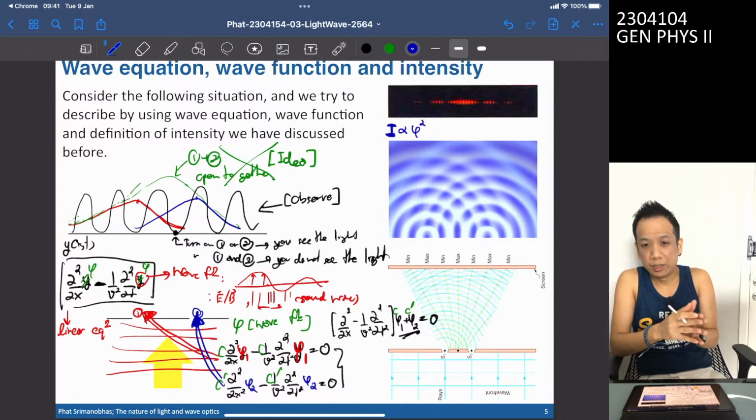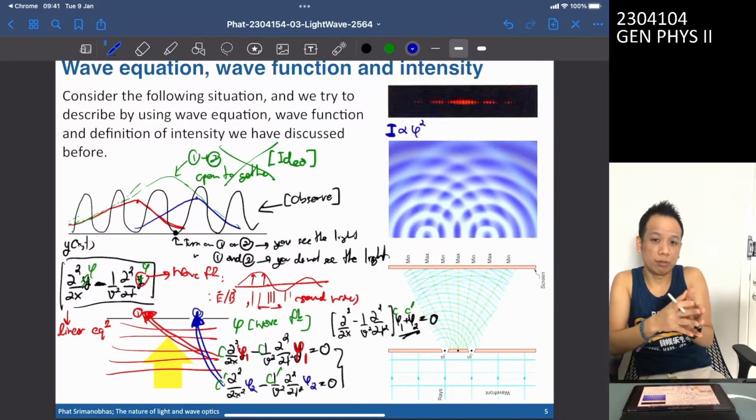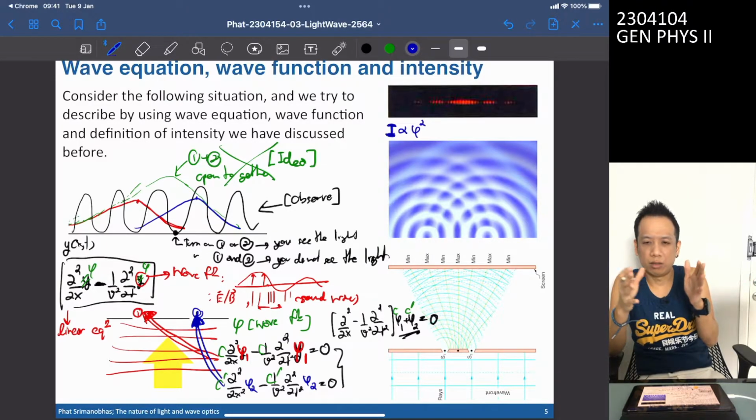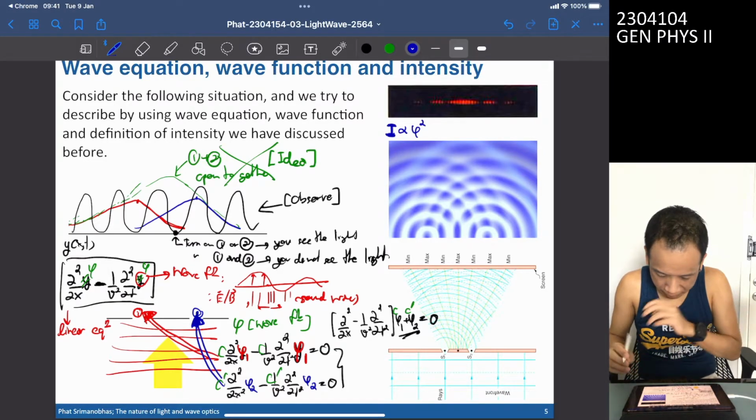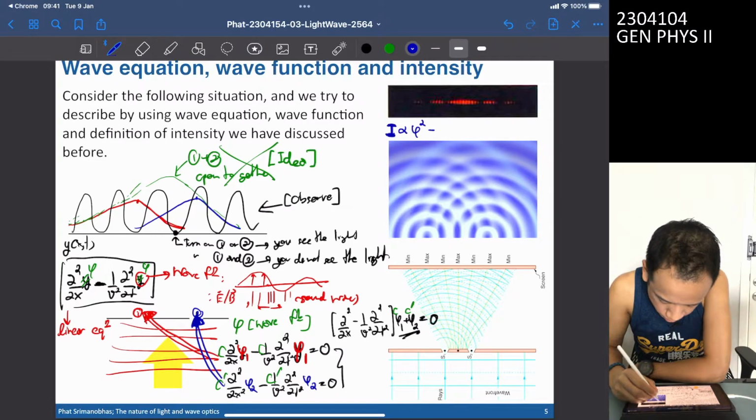However, the intensity is something that we measure. It needs to be real. It needs to be positive. It represents the intensity of the light that you see on the screen, or something that detects the energy at that specific position. So it needs to be real and positive. So what you see is basically the intensity when you turn on both.